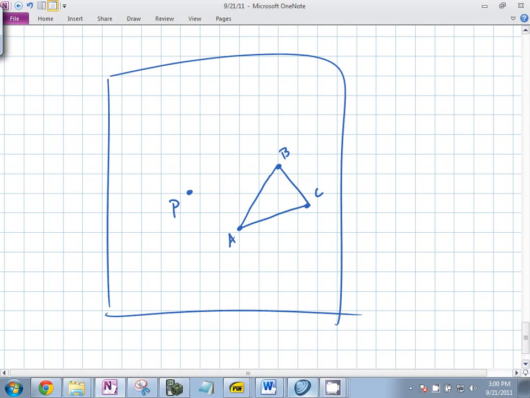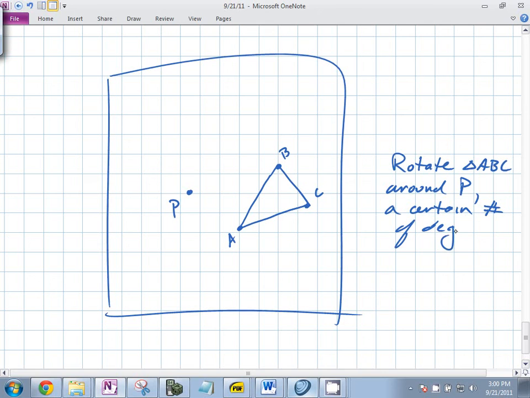This is what I'd like you to do. You're going to rotate triangle ABC around P a certain number of degrees. And by certain number of degrees, you get to pick. So how many degrees do you want to go? 180. Nah. Let's go to 30 degrees.